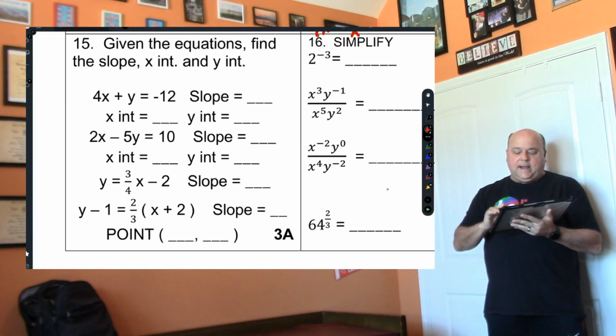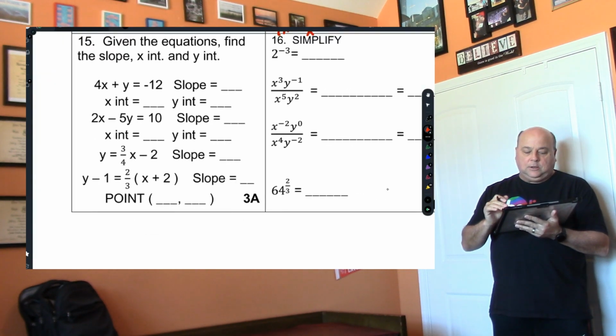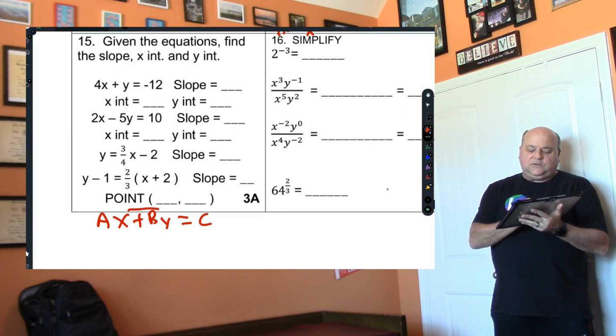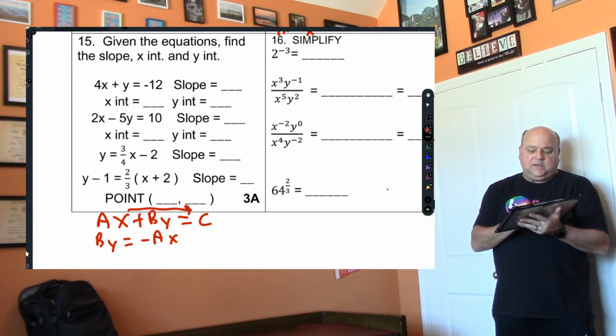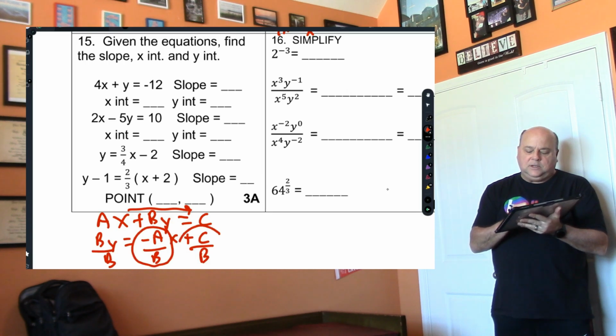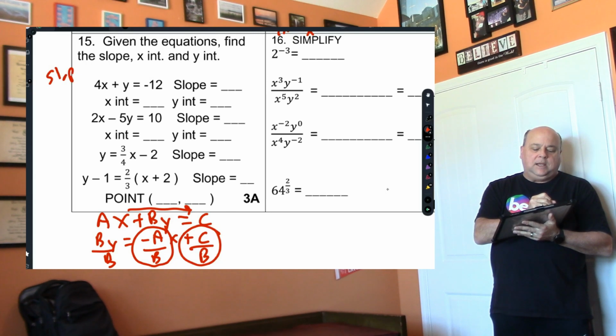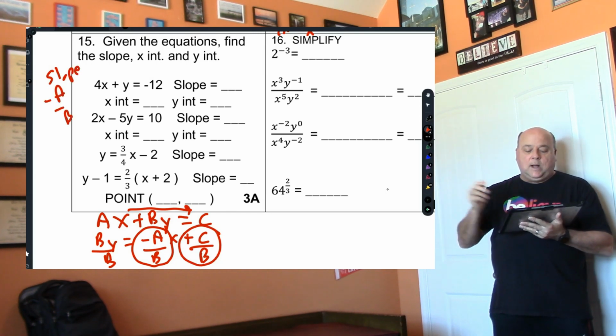This one right here, we got to remember our shortcuts. At the bottom, write down ax plus by equals c. If you were to solve this for y, you would move the ax over. We've done this a whole bunch of times. Then divide by b. This right here is your slope. This is your y-intercept. So the slope is negative a over b. You must remember this. And if you divide, you get your y-intercepts.